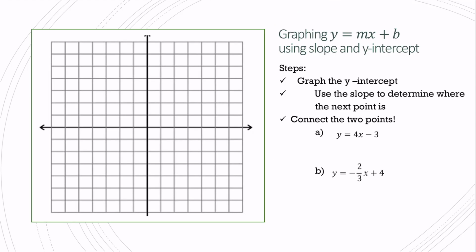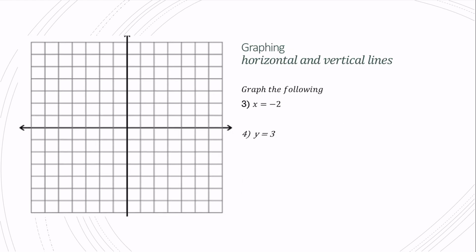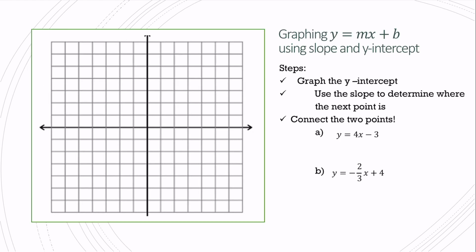So let's go ahead and graph some of these already in slope-intercept form. I'm going to have a few examples for us. So first I have y equals 4x minus 3. 4 is my slope, which we call m, and my y-intercept is negative 3. So let's go ahead and plot our y-intercept.